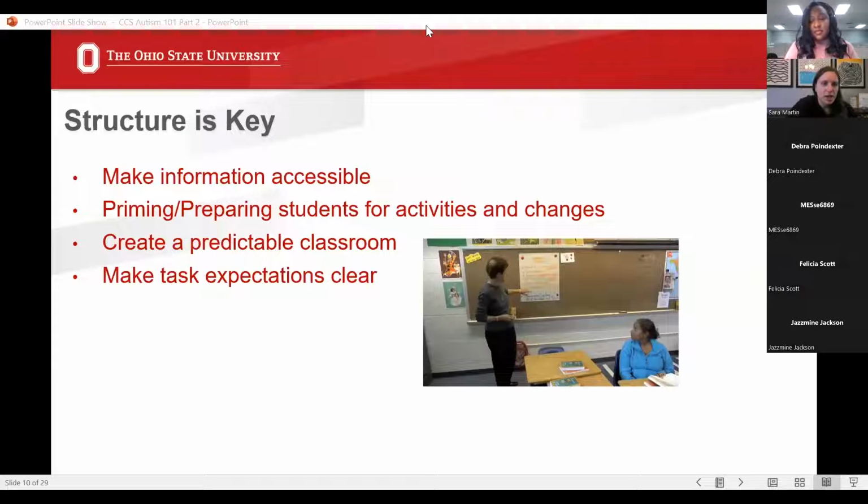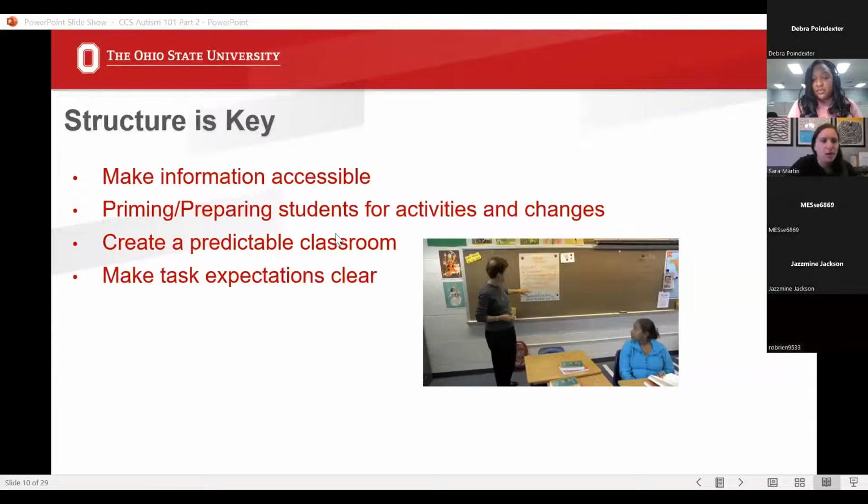Yes, she had a clear agenda. She had that sign posted with what will be happening, those visual expectations, a visual schedule. Yes, those are things we're going to go through in more detail later. Prepared for the teacher coming at the end of the class.